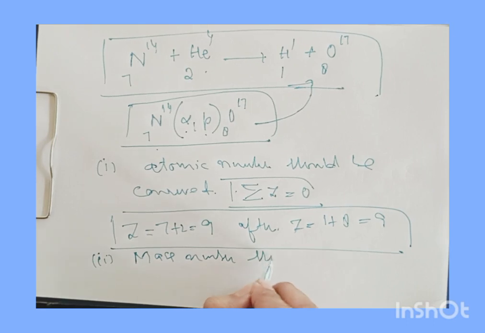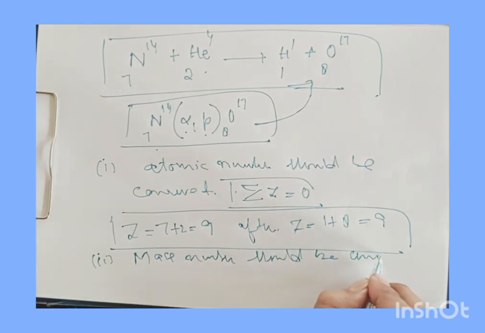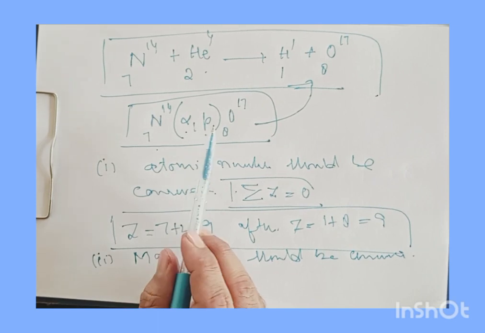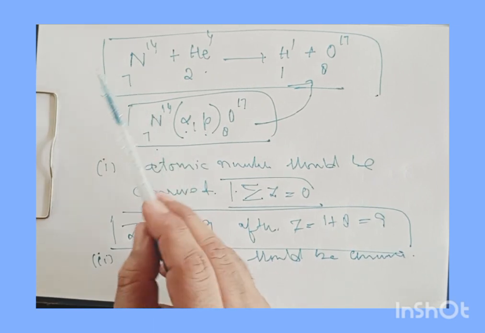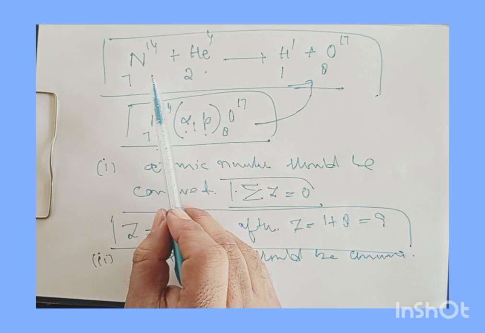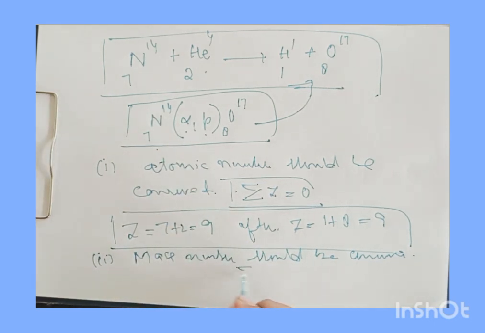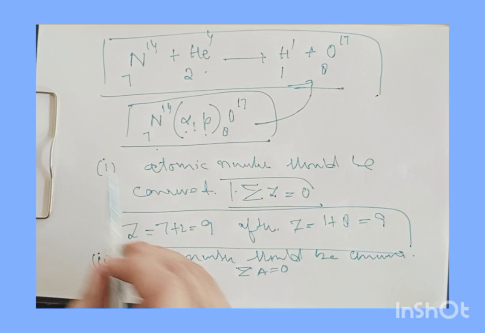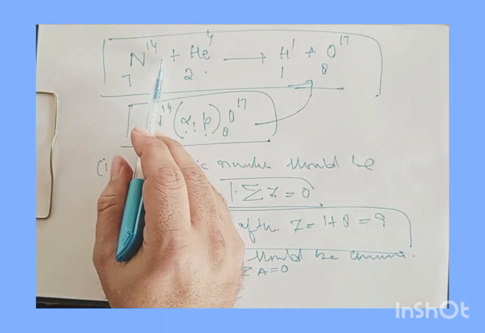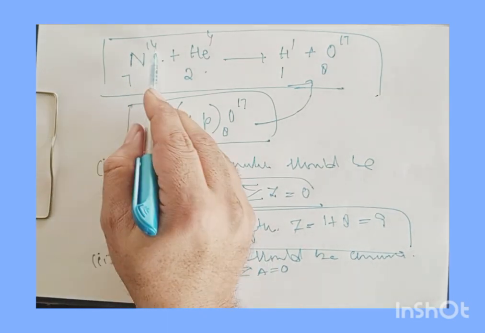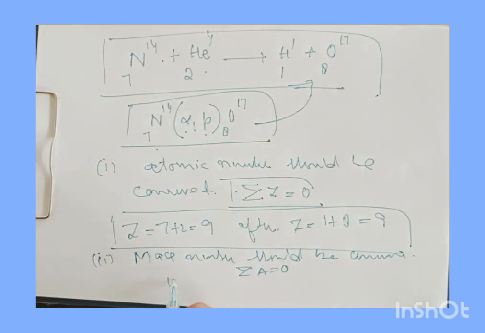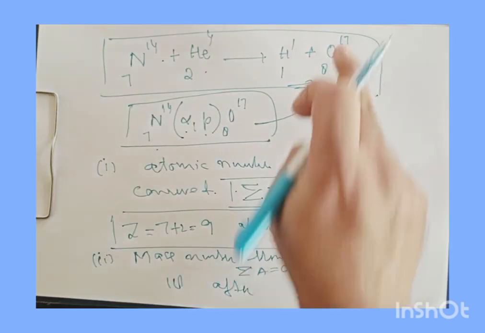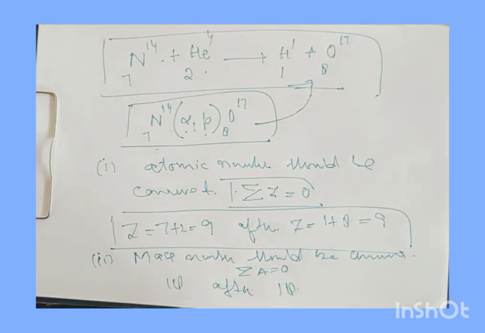Mass number should be conserved. Now let's look again at this equation and see what the mass number is before and after. Certainly this sigma of A should be equal to 0. If we check the mass number before, that is 14 plus 4, which gives me 18. And after, 17 plus 1, which gives me 18. So we can see that in this nuclear reaction, mass number is conserved before and after the reaction.